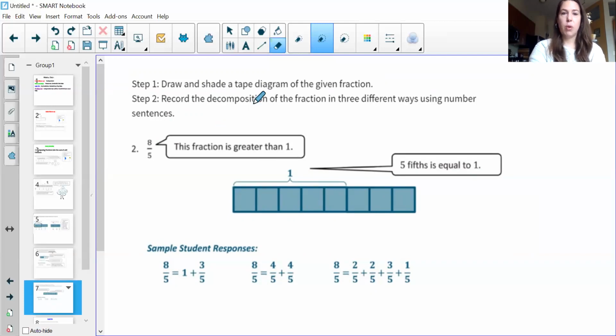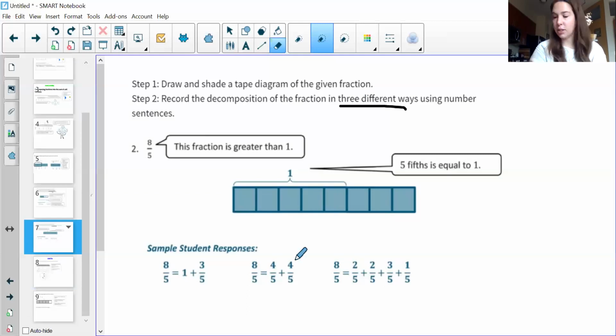So then it says record the decomposition of the fraction in 3 different ways using number sentences. It doesn't say you have to use unit fractions here, so you can do it any way you want. Here are 3 different examples, but you could use unit fractions if you want. But they have to add up to 8/5. So each one of these number sentences adds up to 8/5.